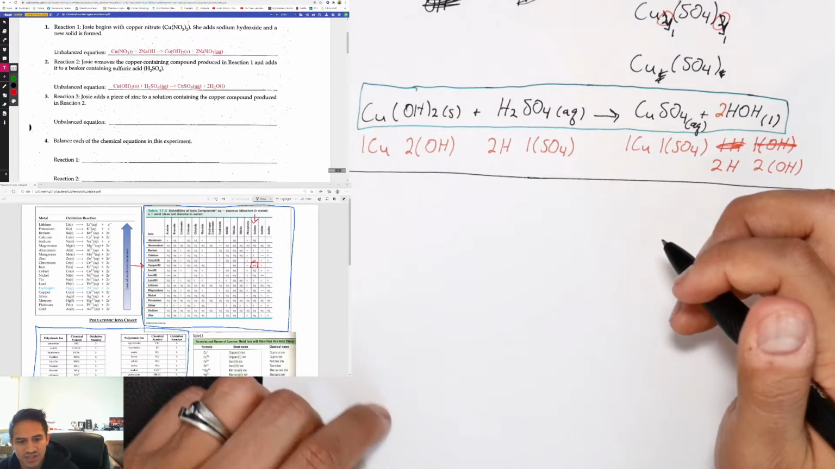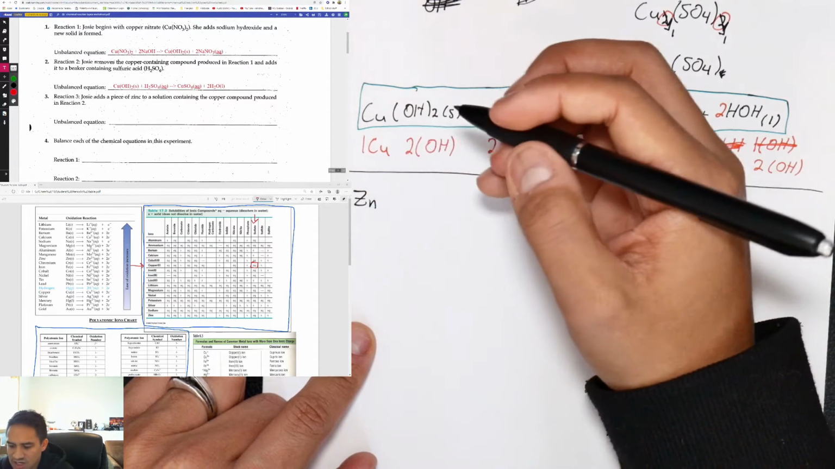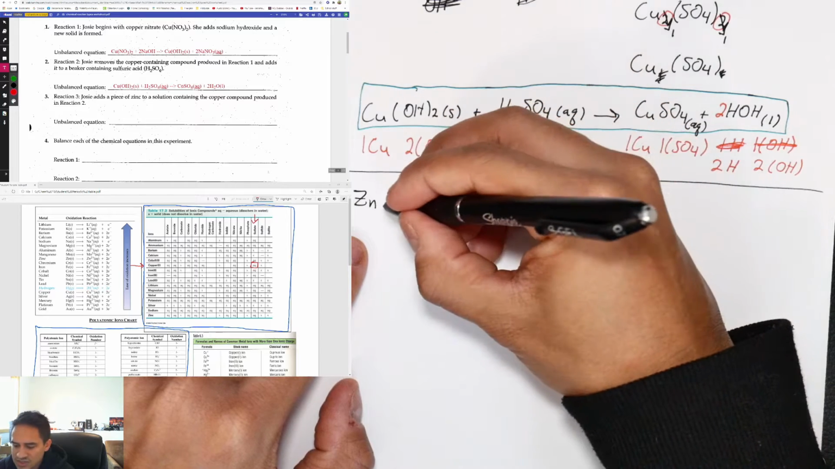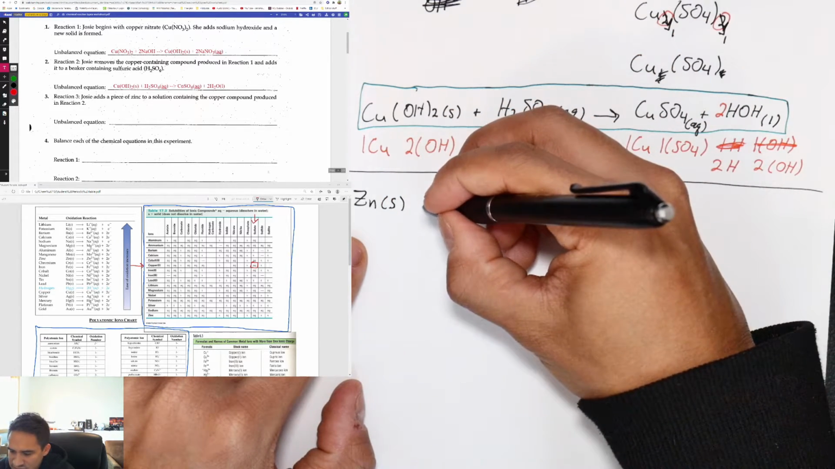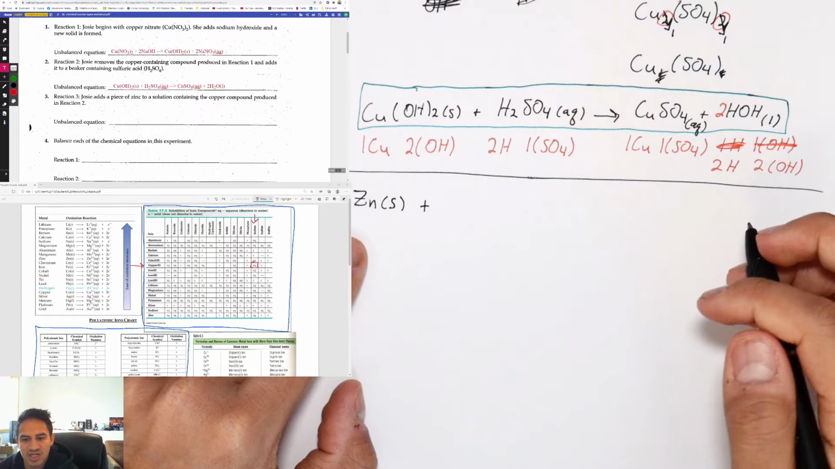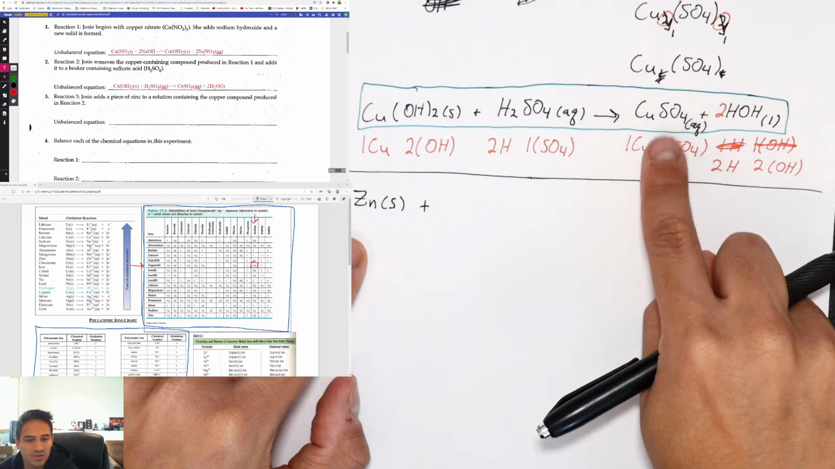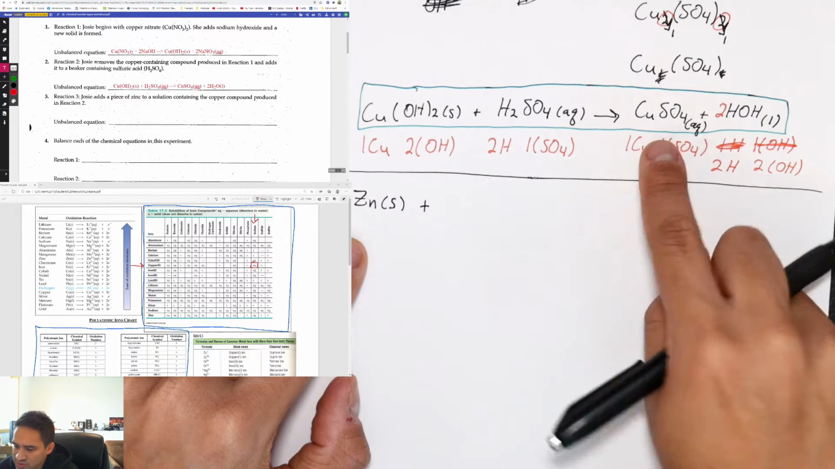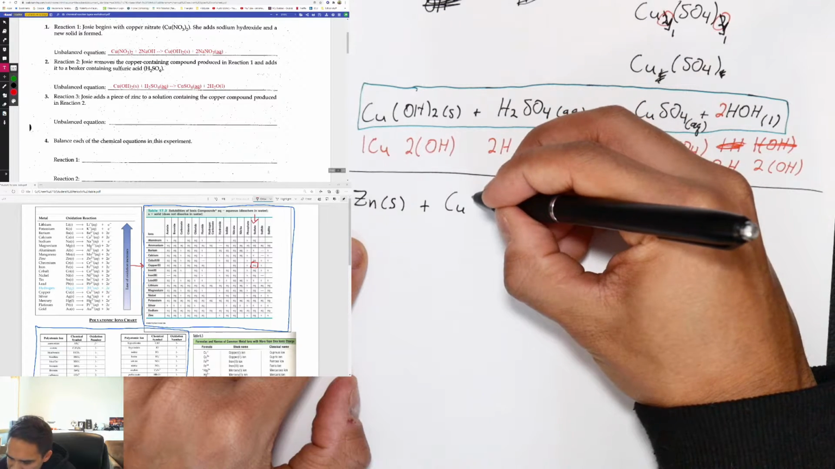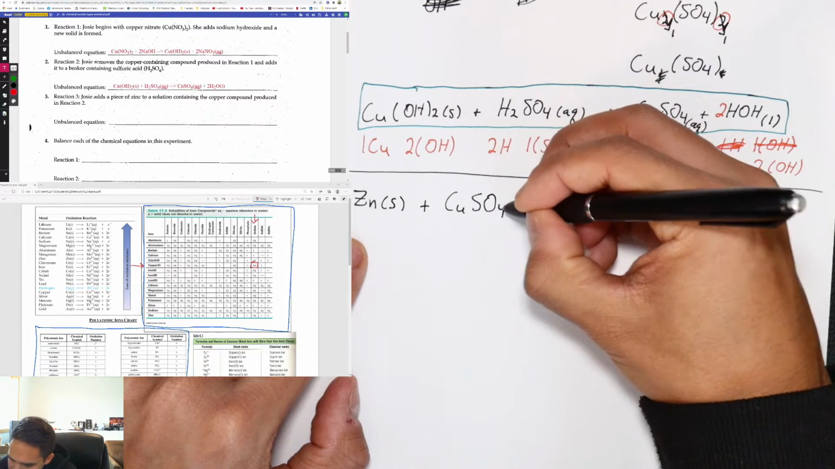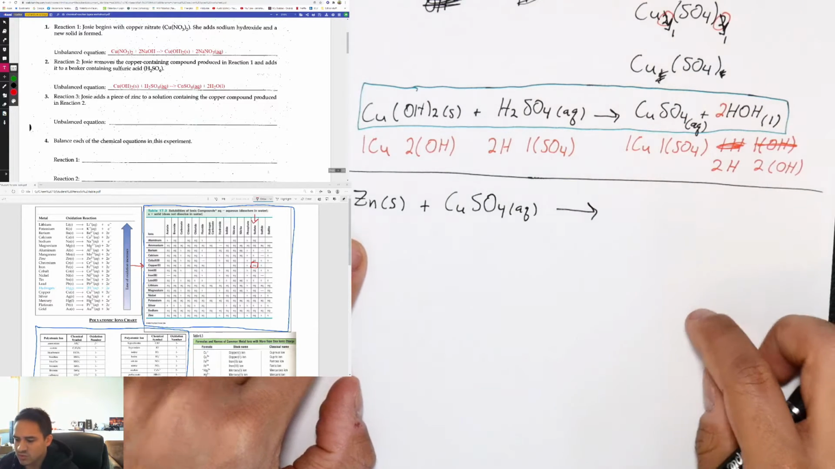Now it says she's adding a piece of zinc, so we are going to be starting with zinc. If it's a piece of zinc, zinc is a solid metal, so it's going to be zinc solid. And she's adding it to a solution containing the copper compound produced in reaction number 2. In reaction number 2, we had copper sulfate, the copper containing compound, which was CuSO4, aqueous.